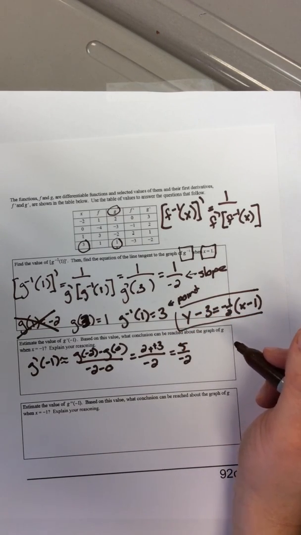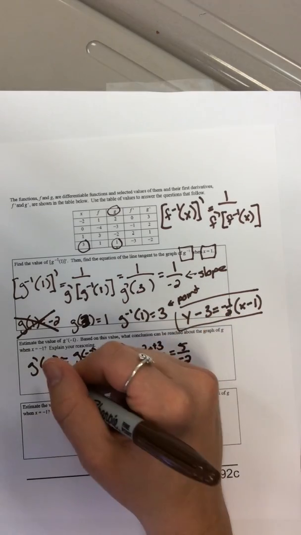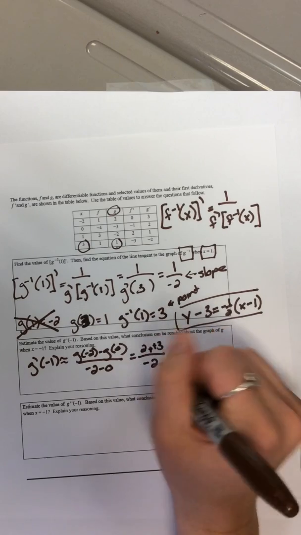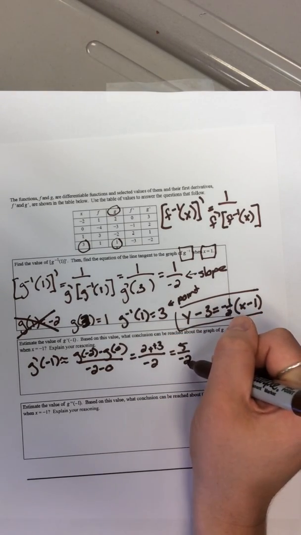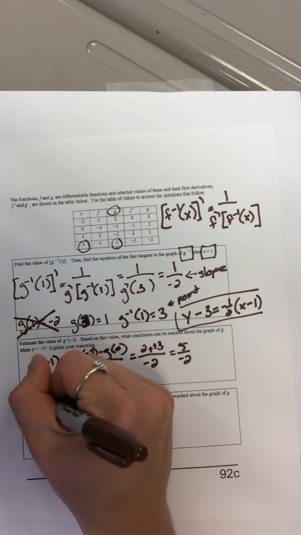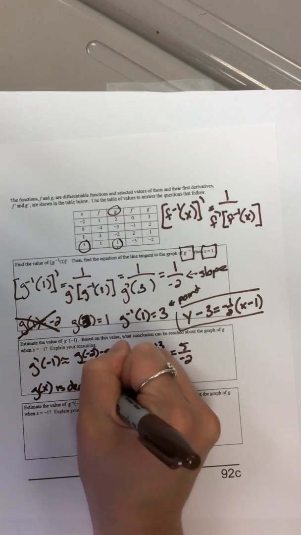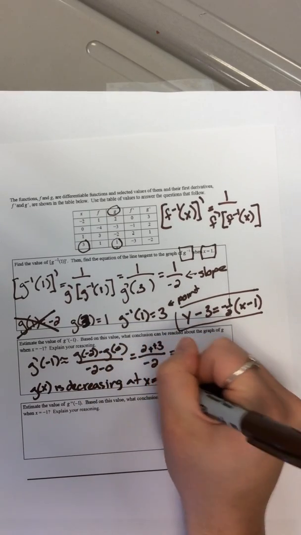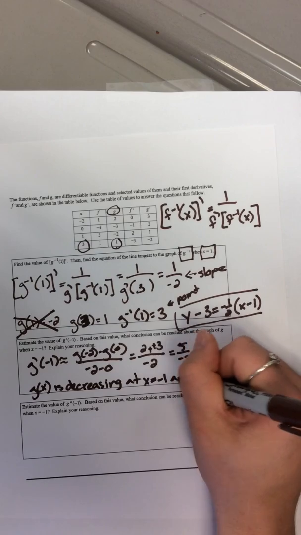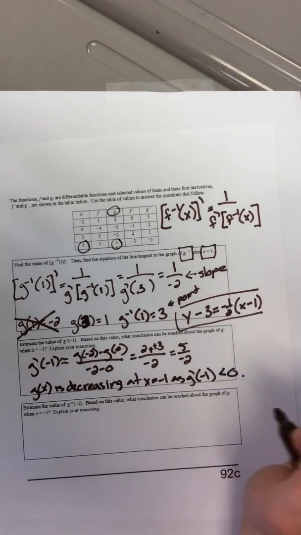And then it says, what conclusion can be reached about the graph of g when x equals negative 1? Well, this is g prime of negative 1, and I know that this is estimating the slope of the tangent, and I see that it's a negative. Therefore, I can say g of x is decreasing at x equals negative 1 as g prime of negative 1 is less than 0.